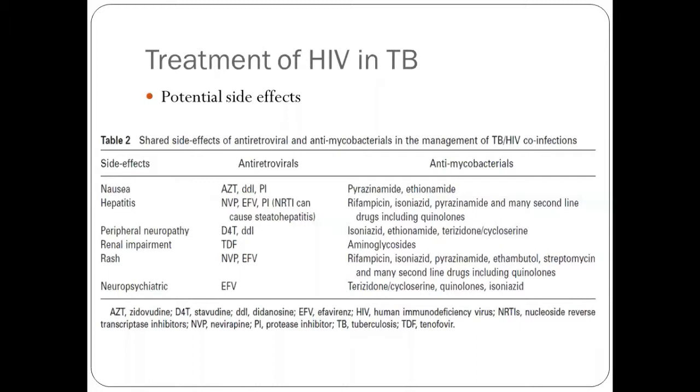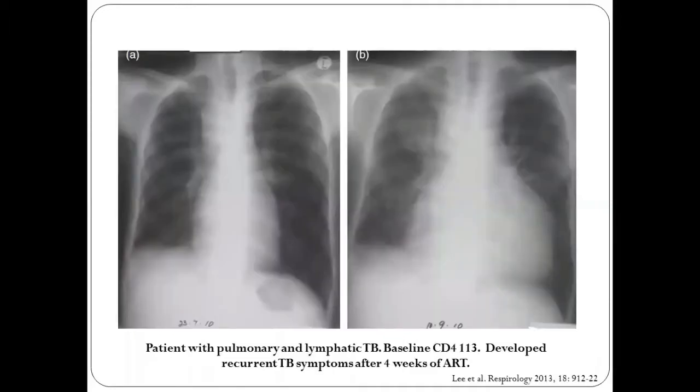As we were talking, if the CD4 is less than 50, you have about a couple of weeks of a window period just to see how the patient will tolerate the TB meds initially, and then you can think about adding the HIV medications. Now, this is the only case that I have, and we'll go through this briefly. But let's talk about this one.